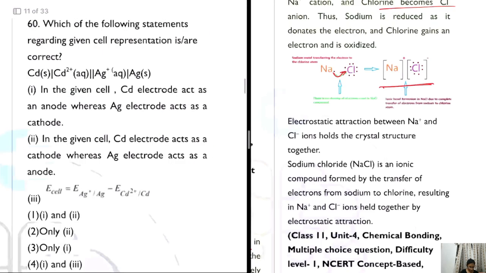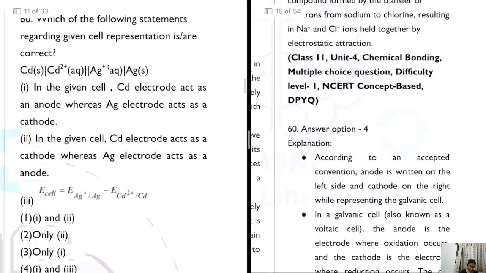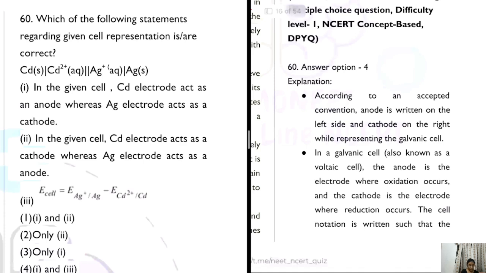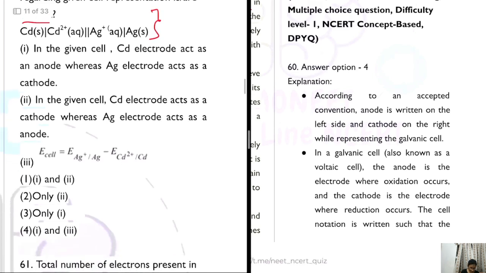The next question is, which of the following statements regarding the cell representation is or are correct? I explained to you how cell representation is done. Now you should be able to answer this. In the given cell, the cadmium electrode acts as anode, whereas Ag acts as a cathode. At anode, oxidation occurs. At cathode, reduction will occur. So it is the correct statement.